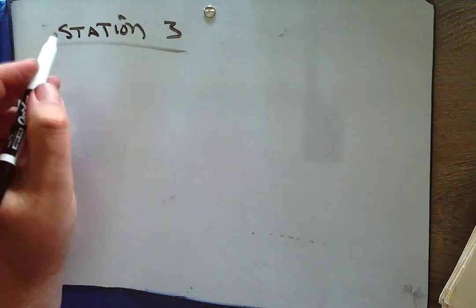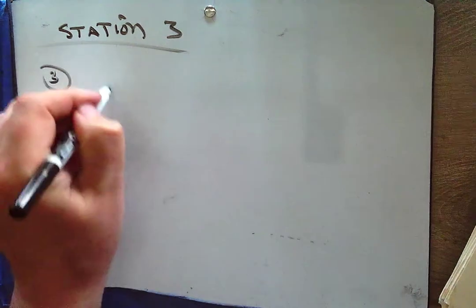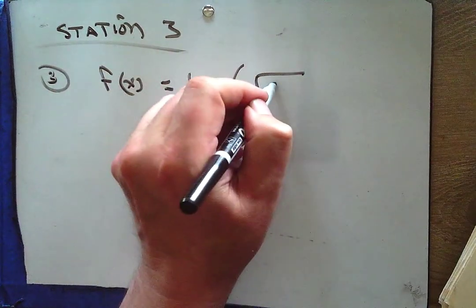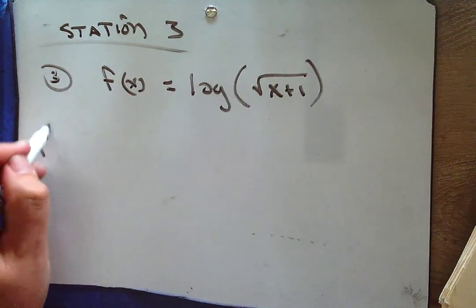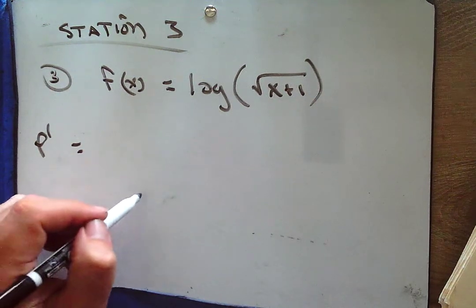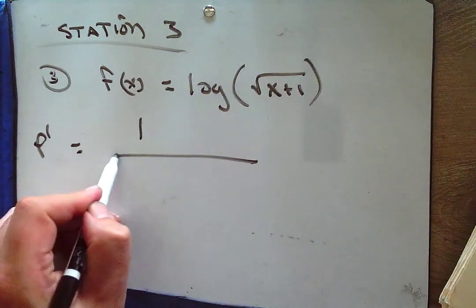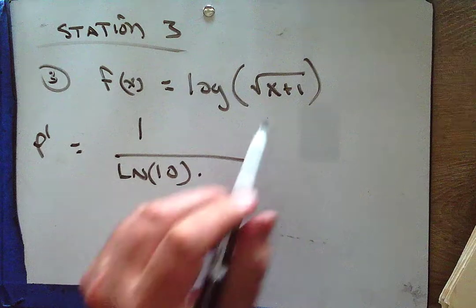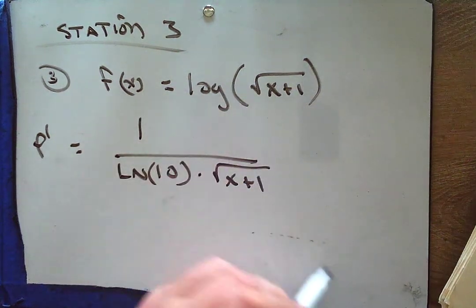Okay, those are the first 2 problems on station 3. For number 3, we've got f of x equals log of square root x plus 1. So f prime is going to be what? Well, remember, log is log base 10. So we're going to have 1 over ln of 10 times 1 over square root x plus 1.